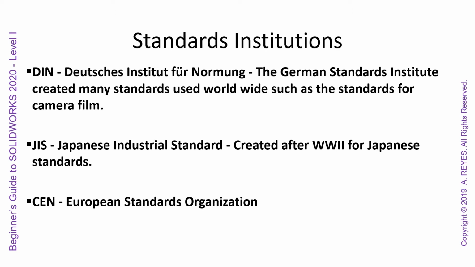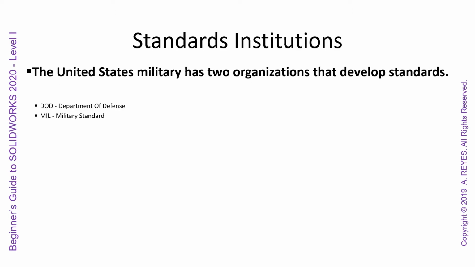DIN is the German Standards Institute, JIS the Japanese Industrial Standard, and then CEN is the European Standards Organization. The United States military has two organizations that develop standards, so if you're doing anything for military, you'll see either DoD or MilSpec standards.